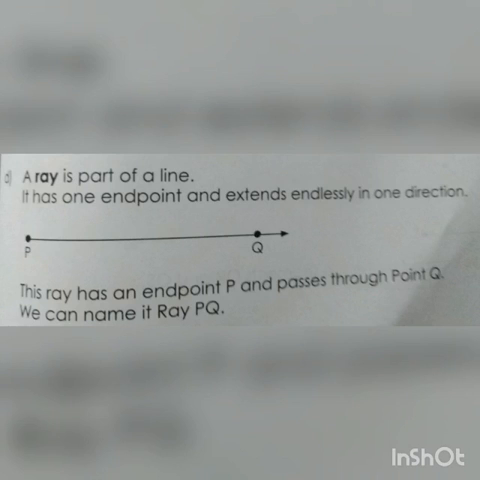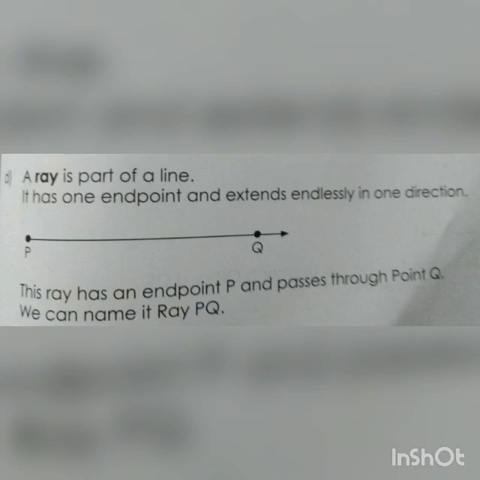Next one is a ray. A ray is part of a line. It has one endpoint and extends endlessly in one direction. Look at the point P. At the point P, we cannot extend. But at point Q, we can extend the line after the point. We can extend endlessly at point Q, but we cannot extend at point P. This ray has an endpoint P and passes through point Q. We can name it as ray PQ.